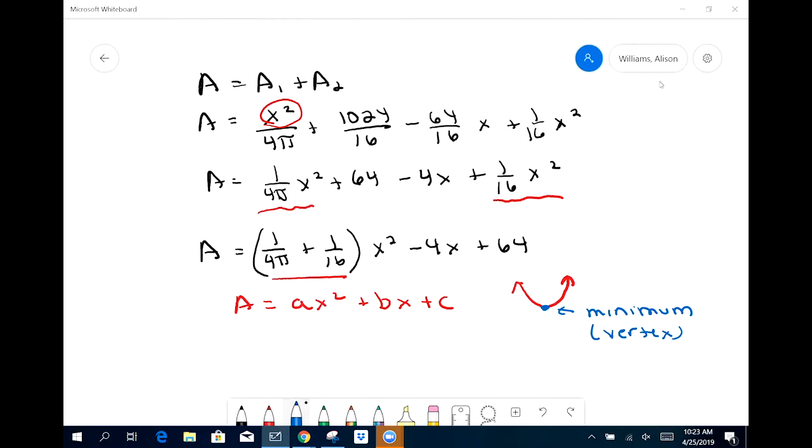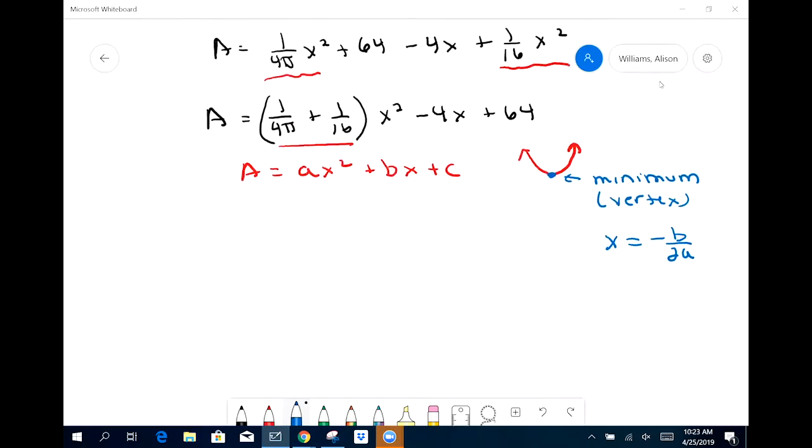I have a formula for finding the vertex. It's x equals negative b over 2a. That tells me the x coordinate of the vertex. So I'm going to go ahead and plug into this formula my b value, which is negative 4, over 2 times my a value, 1 over 4 pi plus 1/16. All right. And I'm going to plug that into the calculator. I'm going to be very careful to make sure to put parentheses around the numerator and the denominator.